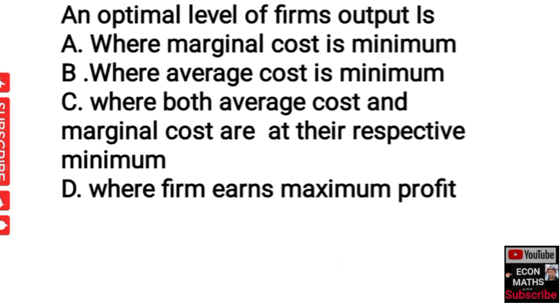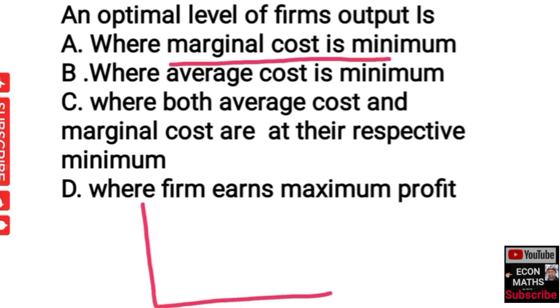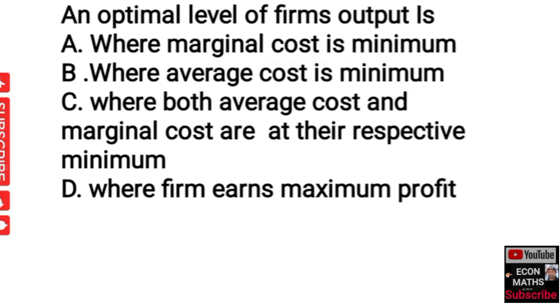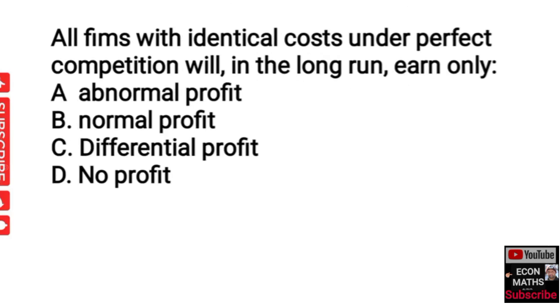And in case of the first option, where marginal cost is minimum, this option cannot be true, because marginal cost should intersect marginal revenue. Where average cost is minimum, if we have minimum average cost, either option B is correct or D is correct. So I will go for D, where the firm earns maximum profit. I'm not sure about the correct answer.